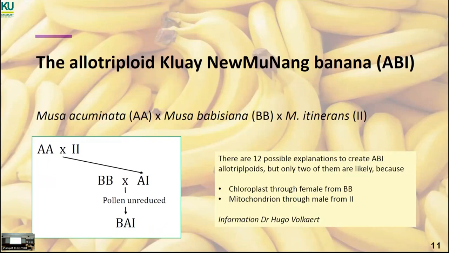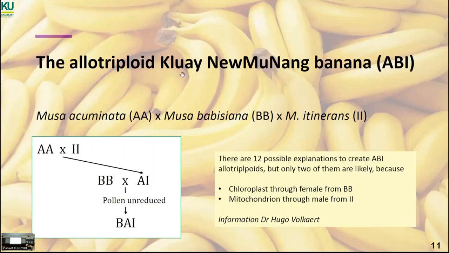Then you have an A and an I plus the B of the mother and you get the BAI. Hugo asked me some time ago to think together about the phenomenon. Now you can work out, and I can tell you, there are 12 possible explanations to end up somewhere with an allotriploid ABI, BIA, and so forth.